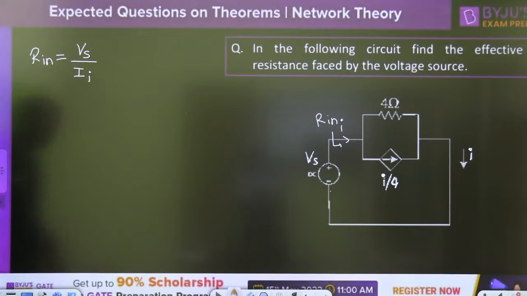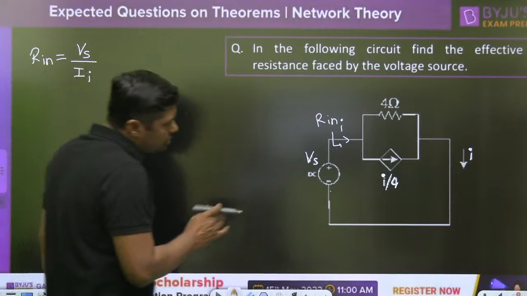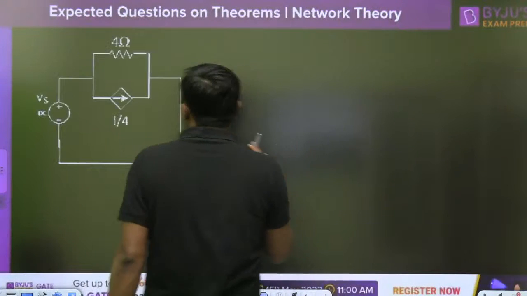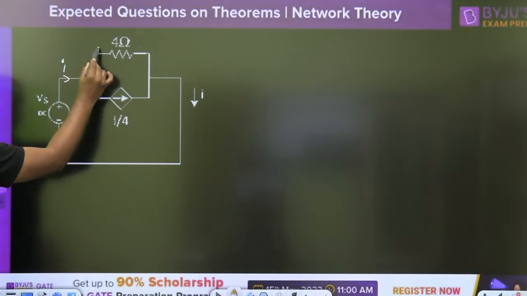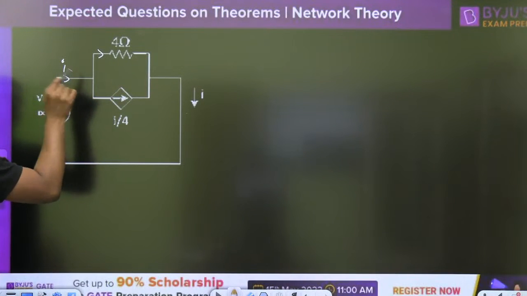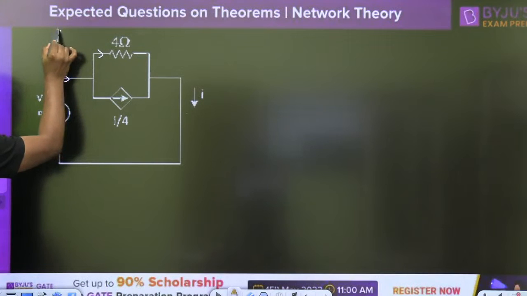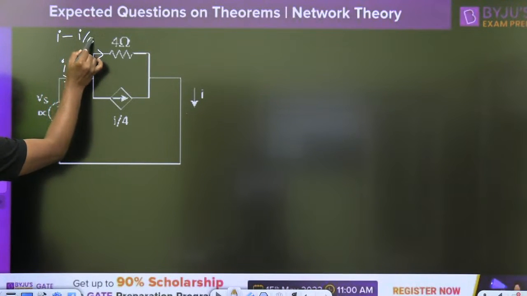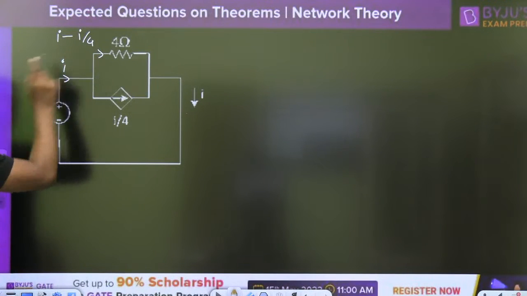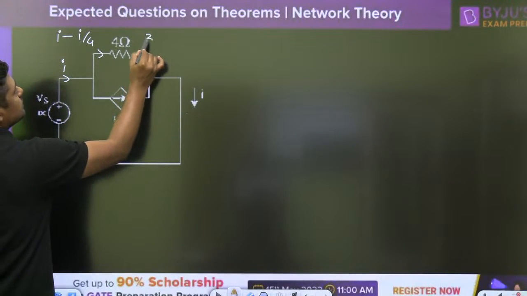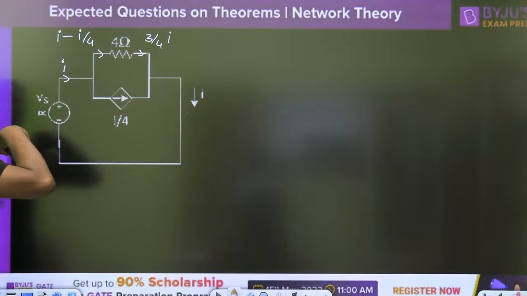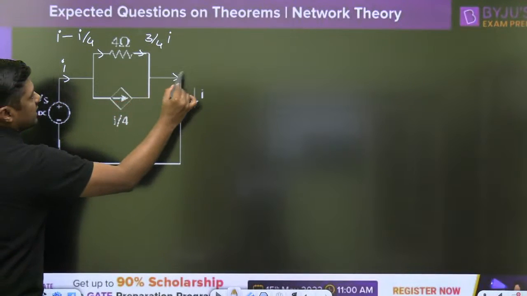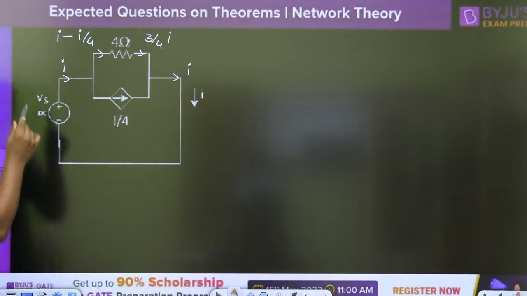What is the answer here? Now, a very simple question. Try to understand. If this is I by 4, this is I minus I by 4, that will be the current. I minus I by 4 is nothing but 3 by 4 I through the 4 ohm resistor. Subtract 1 minus 1 by 4, 3 by 4 I, and again, what is the current here? I here. How to find the Vs by I?